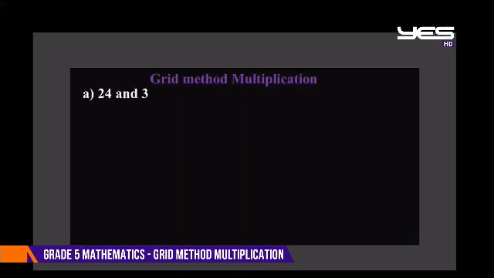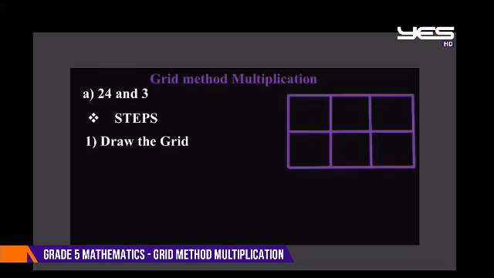Now I will show you how we can do grid method multiplication. Our number here is 24 multiplied by 3. Do you remember the steps that we followed? First step is to draw the grid. When you draw the grid, remember to use a ruler so that your work will be neat and tidy. So we have drawn here 3 columns since our multiplier is of 2 digits, and 2 rows since our multiplicand is of 1 digit.